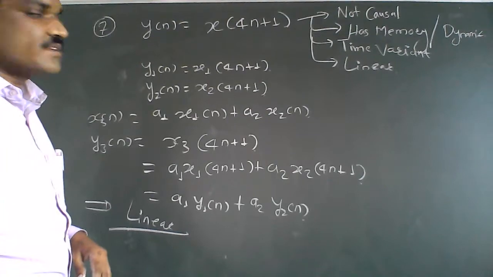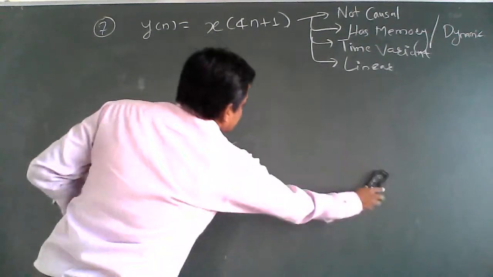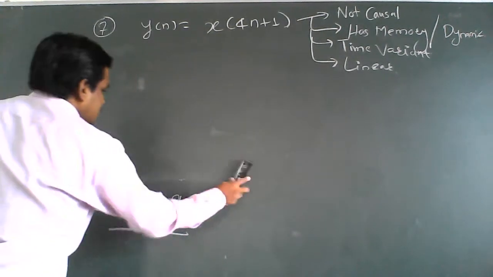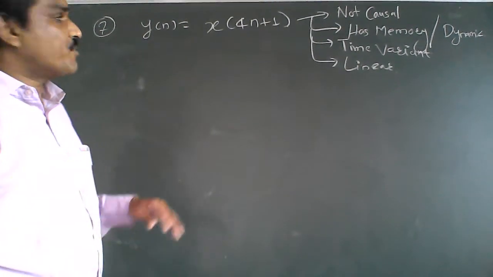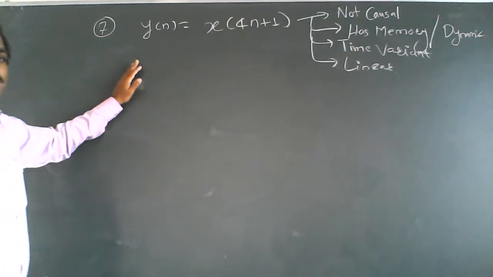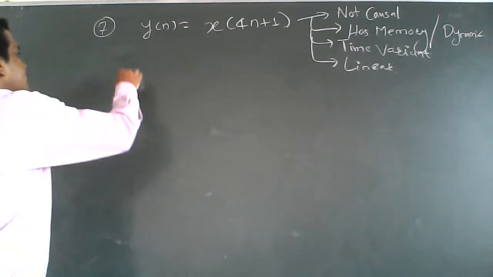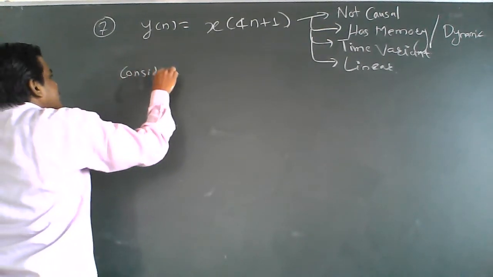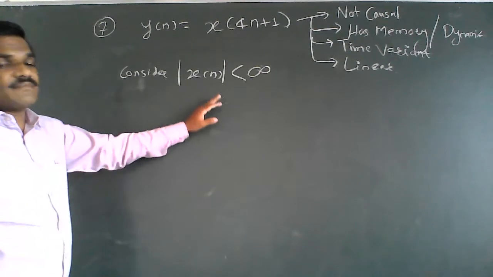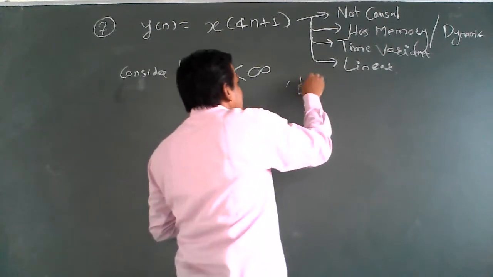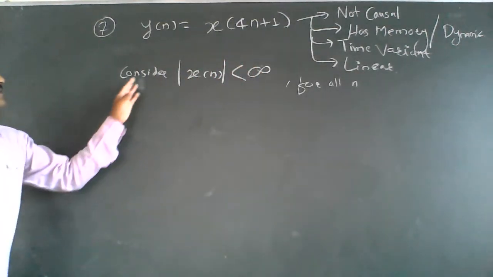The next property is the stability property. We call a system stable when, if we provide a bounded input, we get a bounded output. Then we call it a bounded input, bounded output stable system. So let us consider the magnitude of x of n is less than infinity, which means it is bounded for all values of n.